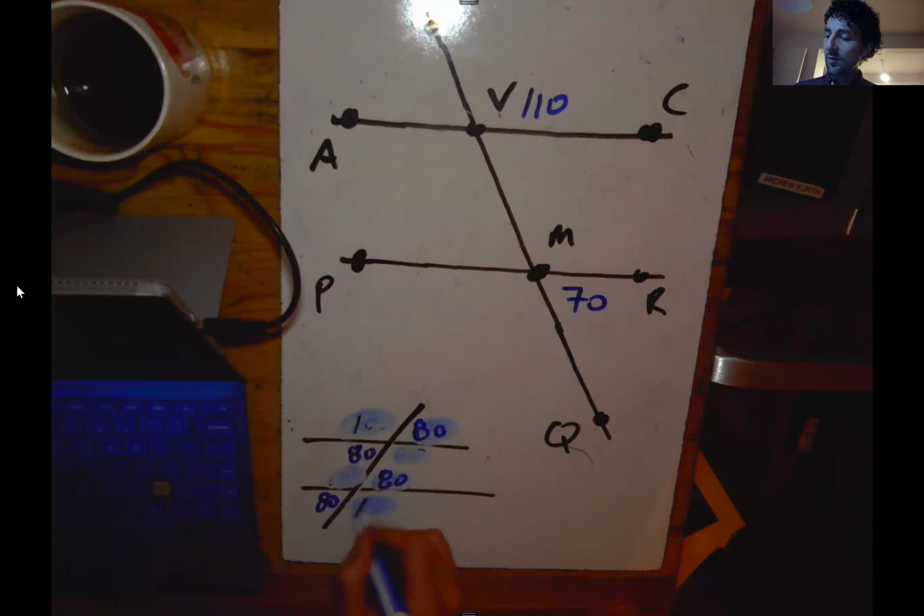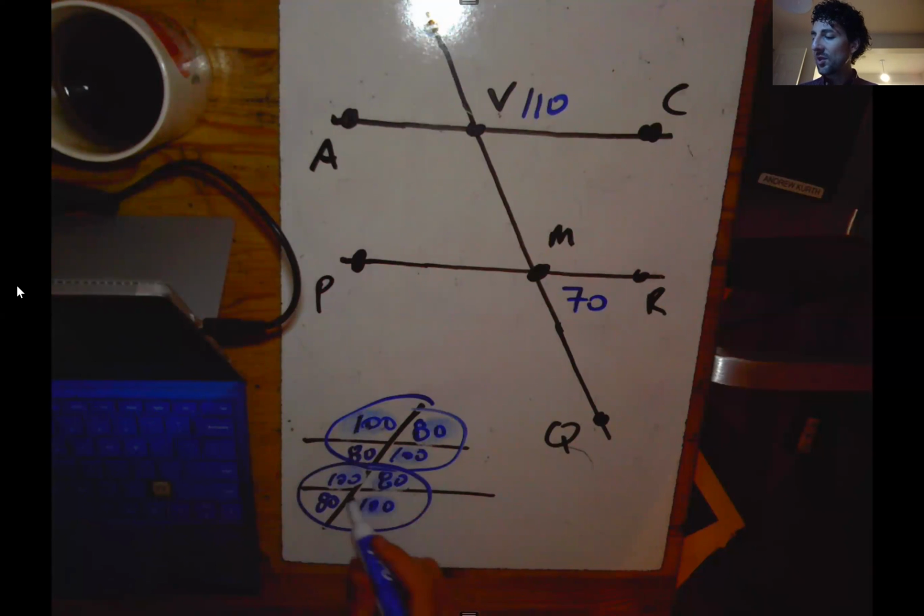With linear pairs, this must be 100. This must be 100. This must be 100. This must be 100. So because I have identical intersections on both lines, I'm able to say that the lines are parallel, because I have identical intersections, because the corresponding angles are congruent.